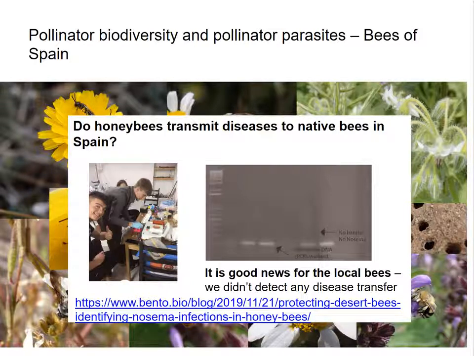This is a gel, and where you see a white band, that's the presence of DNA. The band at the very bottom of the gel tells us that all of our experiments actually worked, that we had honeybee DNA present, but we didn't find any bands for nosema. So there was no nosema DNA in any of our samples. This is really good news for the local bees because we didn't detect any disease transfer between honeybees and solitary bees. And if you're interested in reading a little bit more about it, the company that we bought this portable molecular biology equipment from actually wrote a blog post about the experiments that we were doing in Spain.